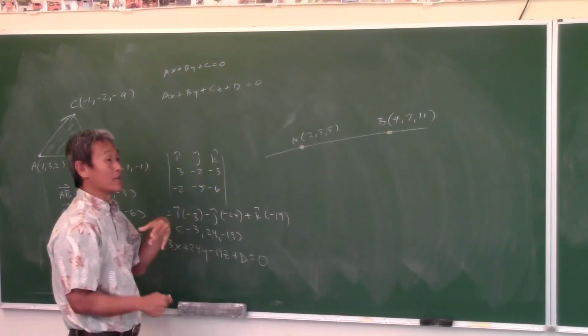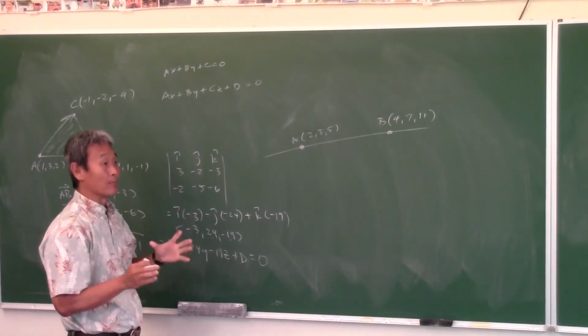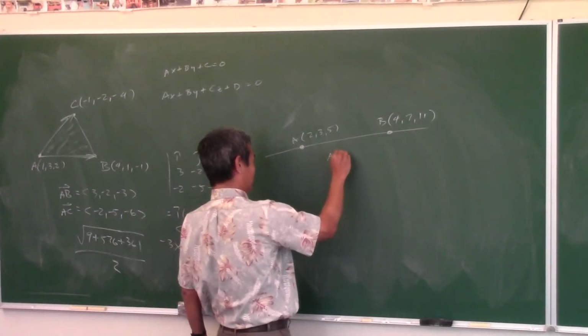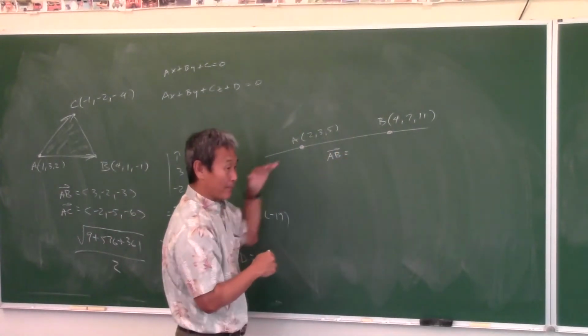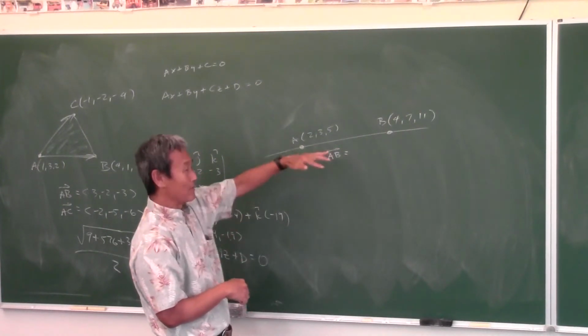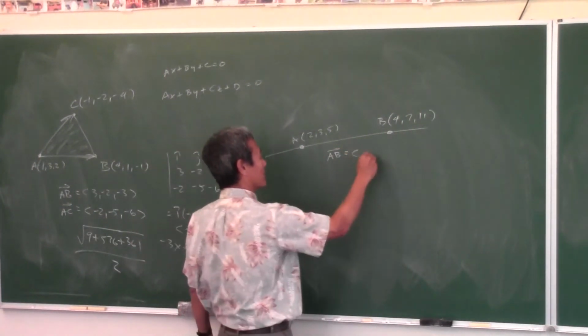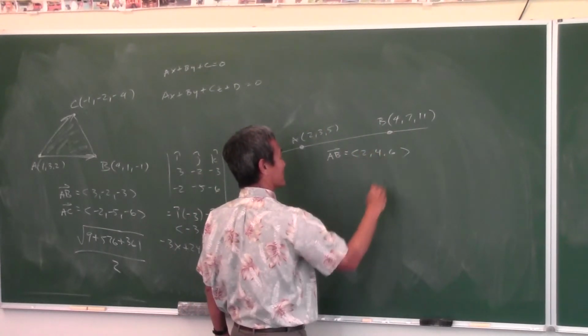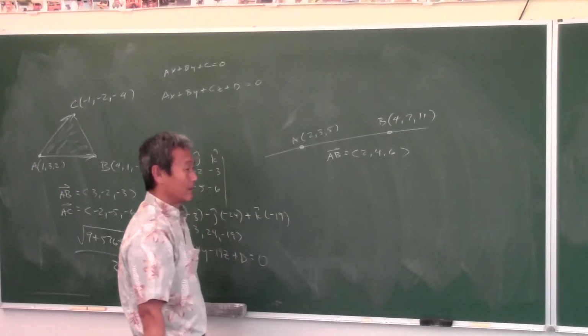Well, whenever you write an equation of a line in 3 dimensions or higher, you have to do it parametrically. So the first thing you do is write a vector that points in the direction of the line. It can point any direction you want, so it can go from A to B or B to A. So let's just go A to B. Componentize. Head minus tail: 2, 4, 6.